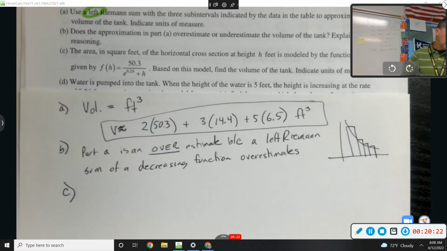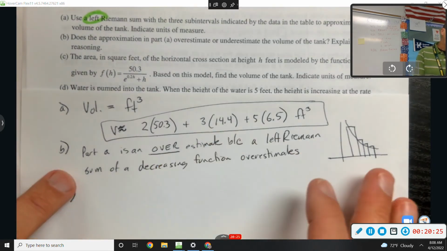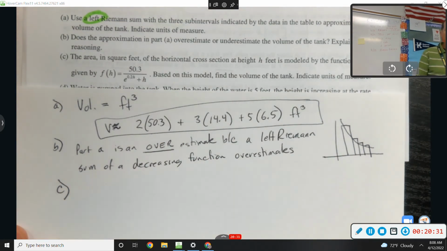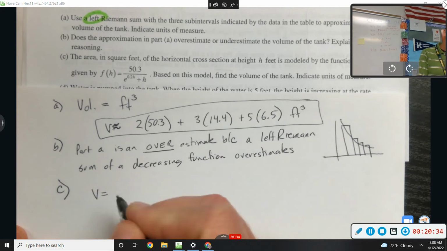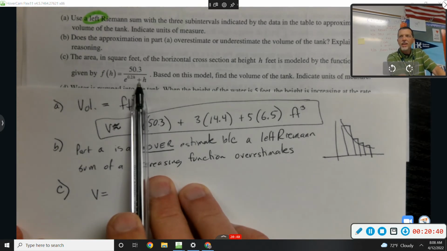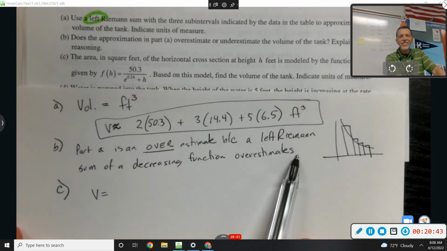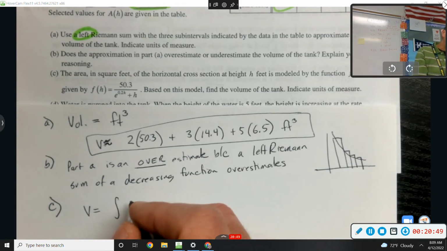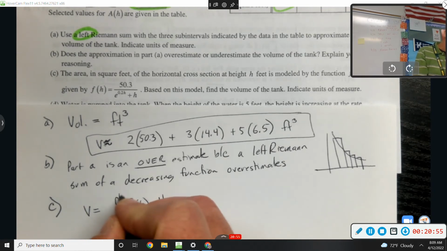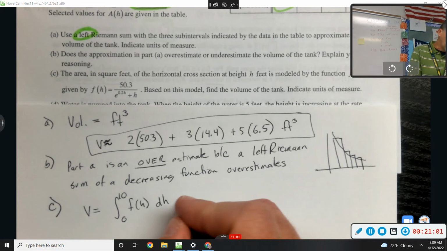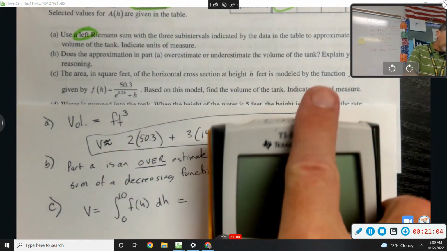Part C, the area in square feet of the horizontal cross-section is modeled by this function. Based on this model, find the volume of the tank. Well, you tell me, how am I going to find the volume of the tank if this is the cross-section? Kind of helps that we already did the Riemann sum. We want to add up all the cross-sections from 0 to 10. And in fact, that's enough work shown. Now I can go to the calculator.